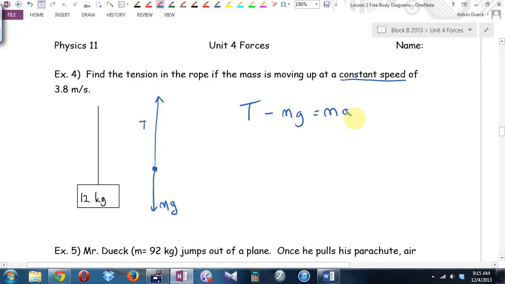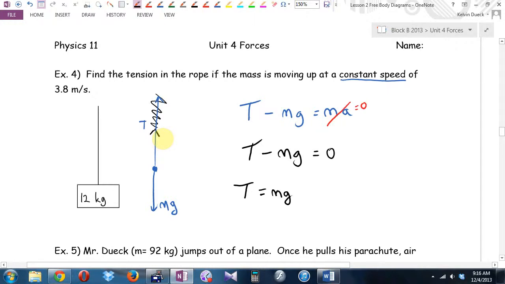What did I underline? What's constant speed tell you? I can actually go... In fact, my equation is actually tension minus mg equals 0. Or, rewrite that: tension equals mg. You know what? It's a tie. If I was being really fussy, what I should have done is drawn my arrow about the same length as mg. I see it now.